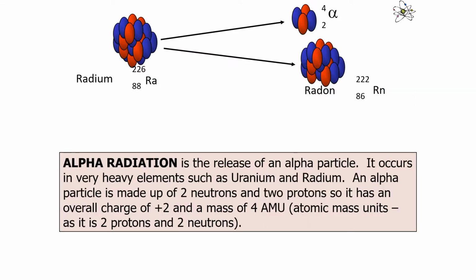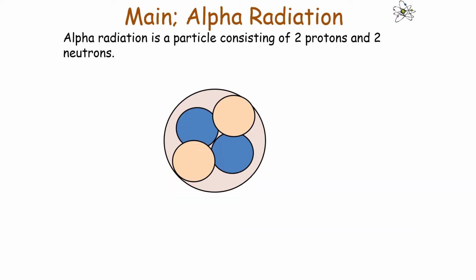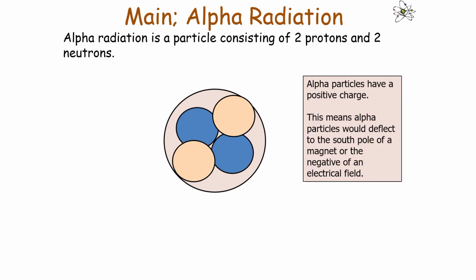Now alpha radiation is the release of an alpha particle, and it occurs in very heavy elements such as uranium and radium. Now an alpha particle is made from 2 neutrons and 2 protons, so has an overall charge of +2 and a mass of 4 atomic mass units. So an alpha radiation is a particle consisting of 2 protons and 2 neutrons. So alpha particles have a positive charge, which means that they would deflect to the south pole of a magnet or the negative of an electrical field.